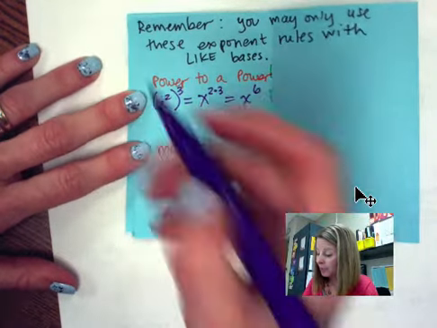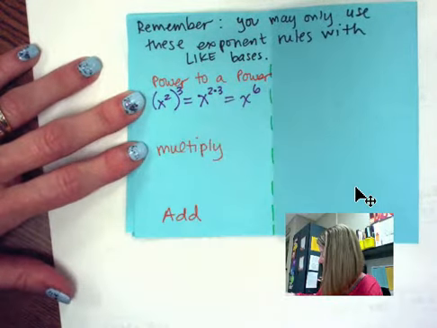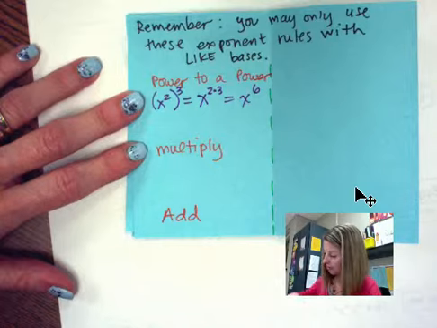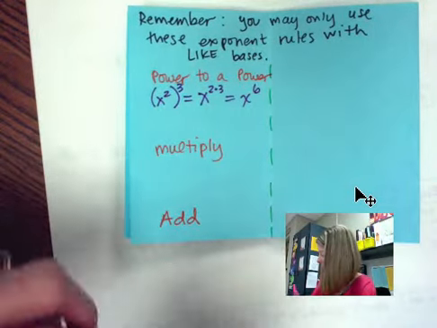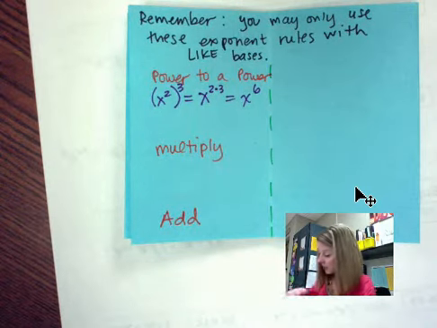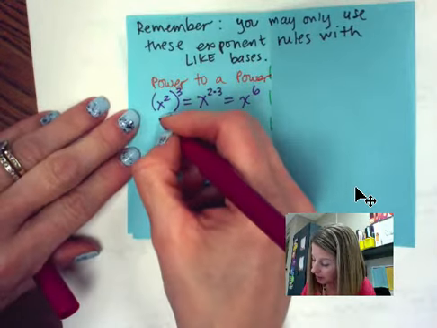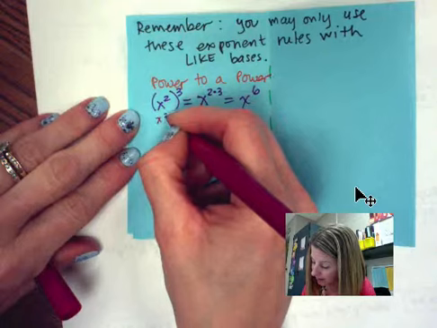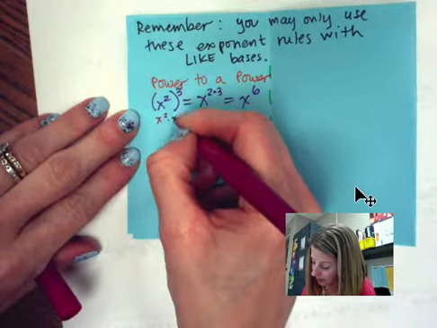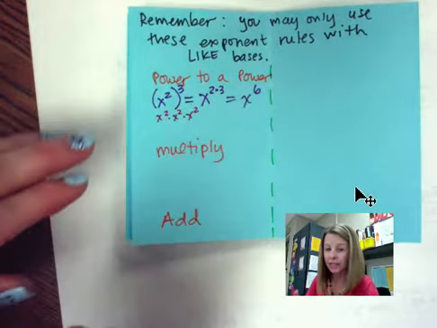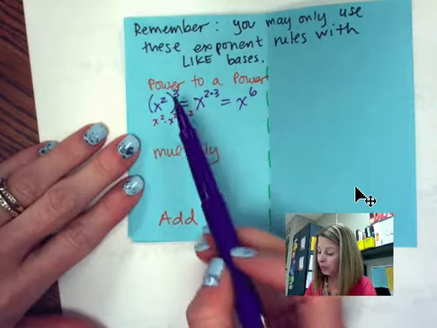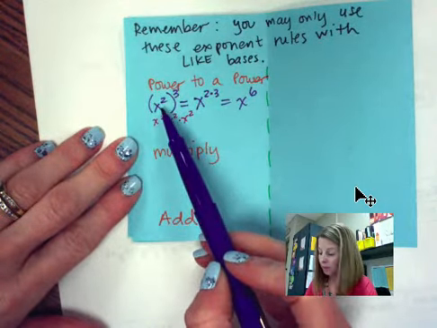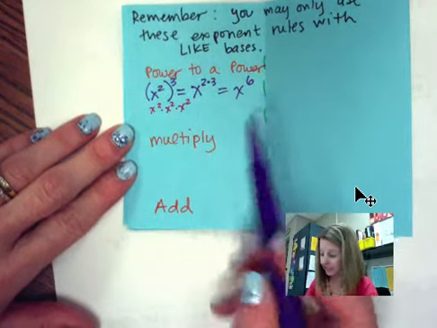Now, the reason I get 6, and I might put this in a different color here, I don't know if that pink will show up very well, is because what I'm really doing is x to the 2nd times x to the 2nd times x to the 2nd. Okay, and I'm going to address that in just a minute. So power to a power, you are going to multiply your exponents and get 6.